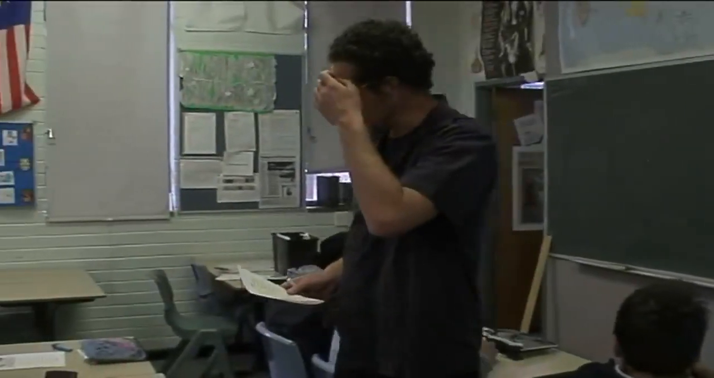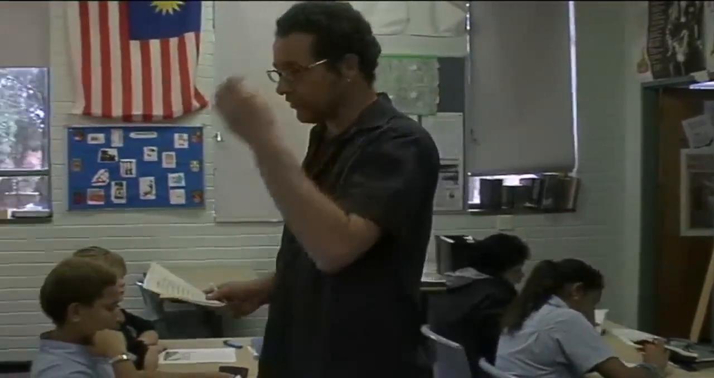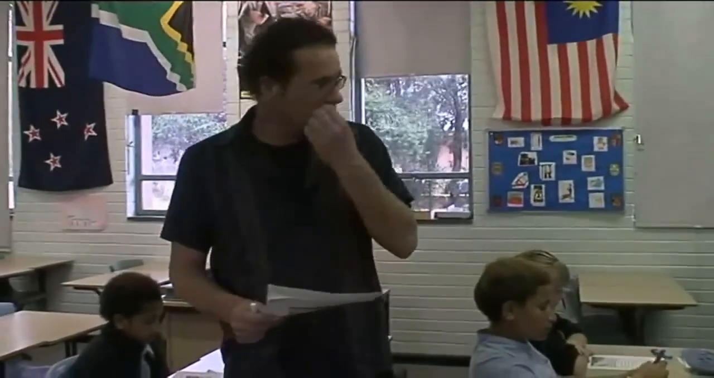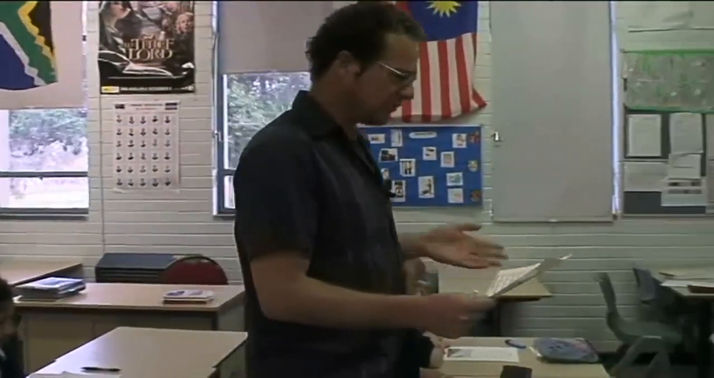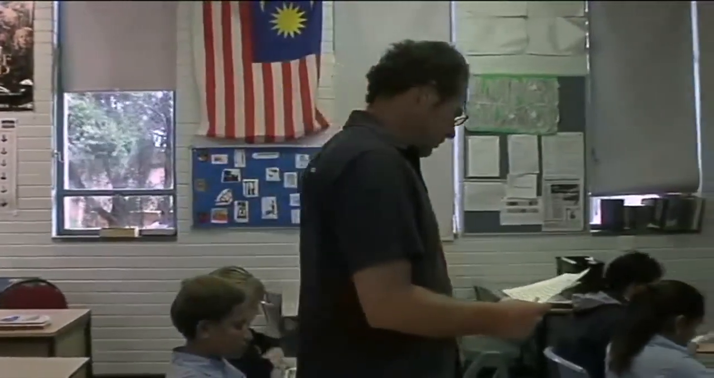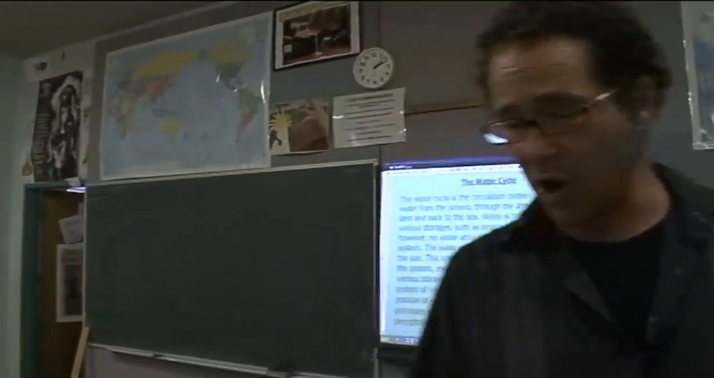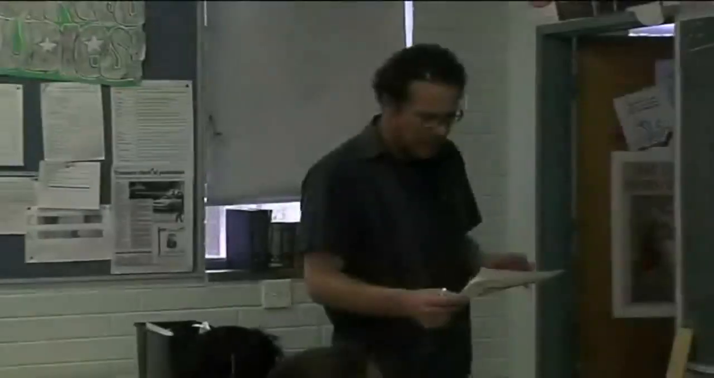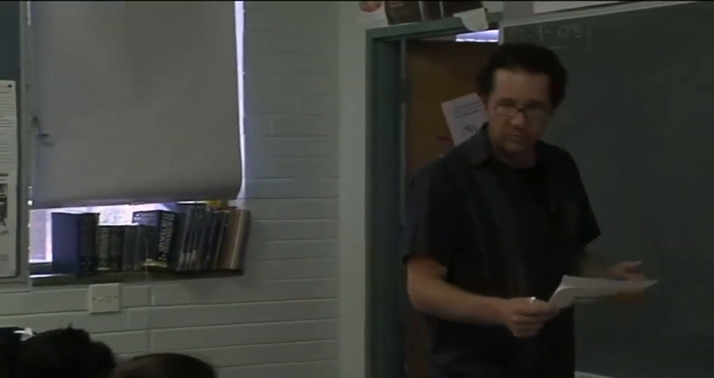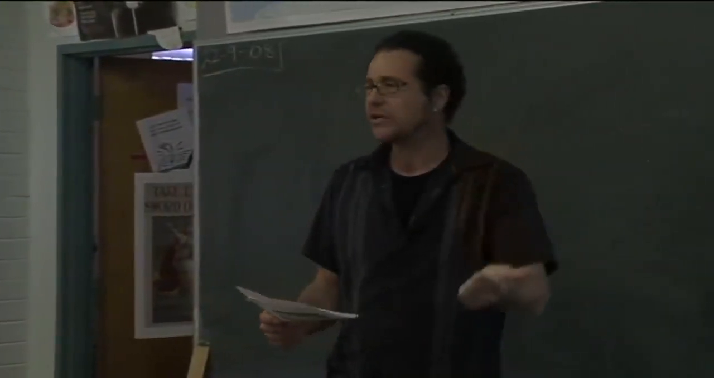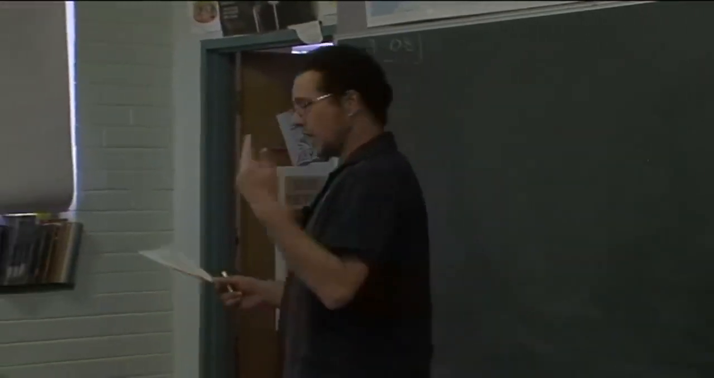What's the first thing we've got to look at? The heading. That's going to give us the clue, isn't it? It's going to tell us what this is all about. The water cycle. The water cycle is the circulation system which carries water from the oceans through the atmosphere to the land and back to the sea. Water is transferred between various storages such as oceans and the atmosphere. The basic processes in the system are evaporation, condensation, precipitation, infiltration and runoff.